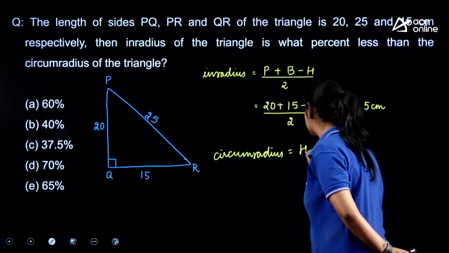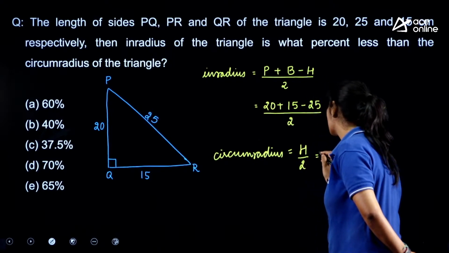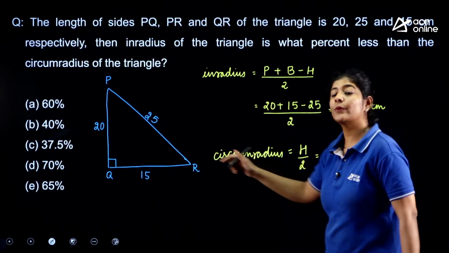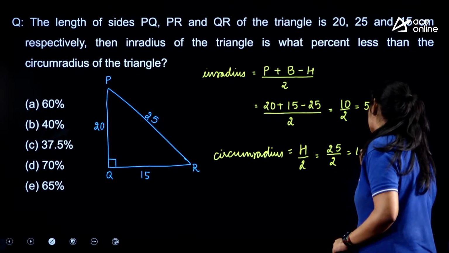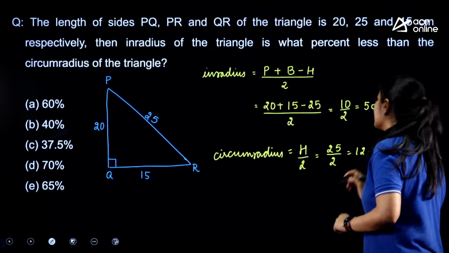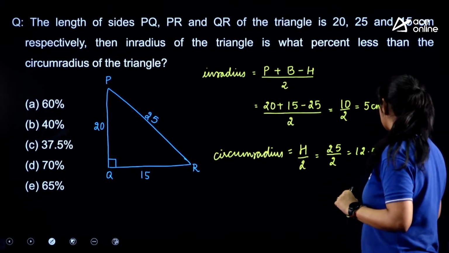Circumradius can be calculated as hypotenuse by 2, and the hypotenuse you are having is 25. So 25 divided by 2, here you will get 12.5 centimeter.